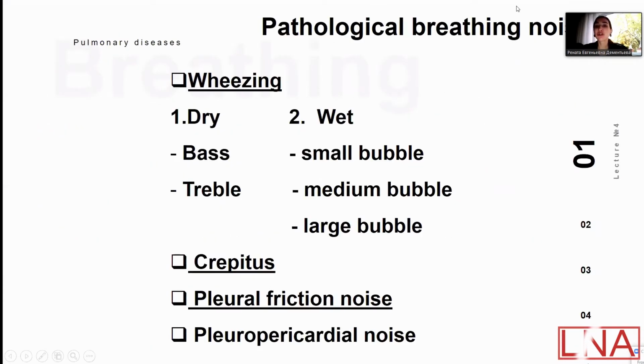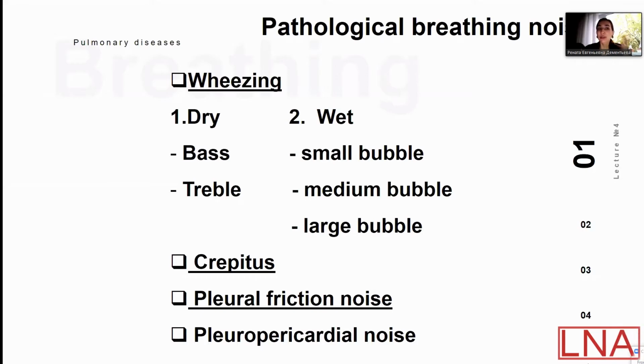So, additional or secondary breathing sounds or noises. The first one is wheezing, with different qualities: dry wheezing and wet wheezing. I'll give you this classification: dry wheezing, bass and treble, and wet wheezing, small bubble, medium bubble, and large bubble. It depends on the diameter of the bronchus, but in fact, it's not too important.